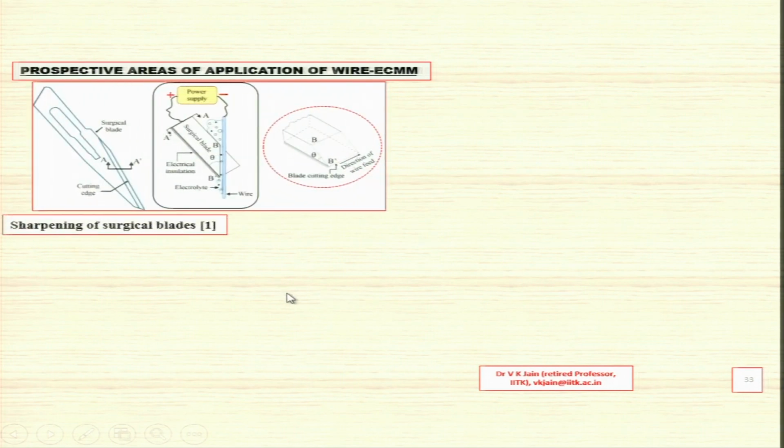Prospective areas of application of wire ECMM, where you can further apply this: sharpening of surgical blades. If any burr is left, it is going to be very painful and very harmful to the patient. So they should be deburred carefully before really using them, and you can sharpen them with the help of the wire ECMM process. You can see the direction of wire feed over here, and this is the blade cutting edge over there.